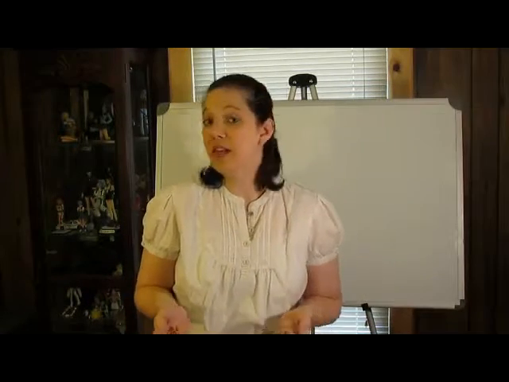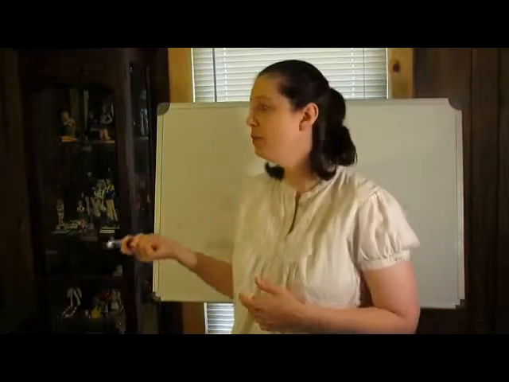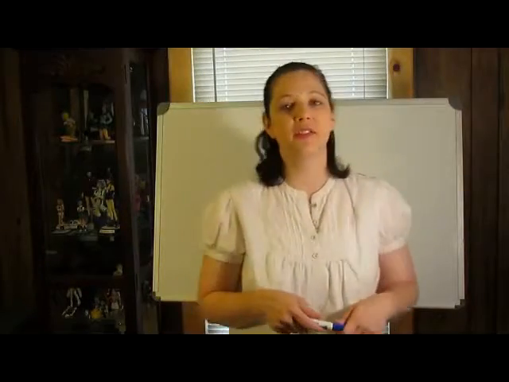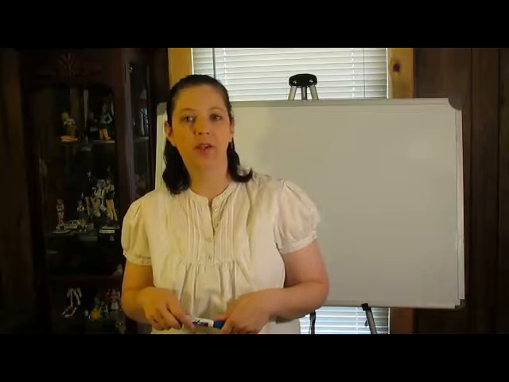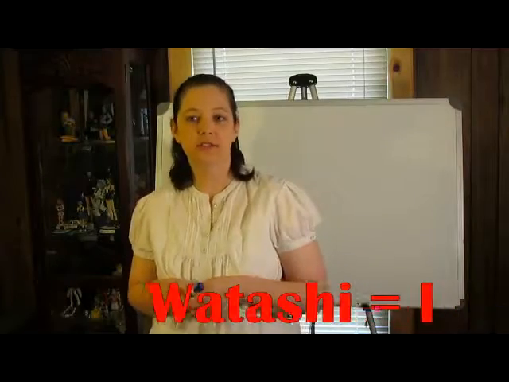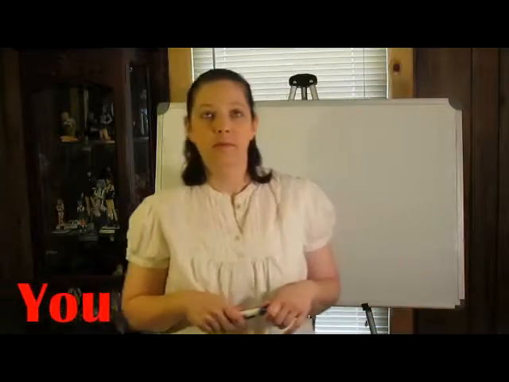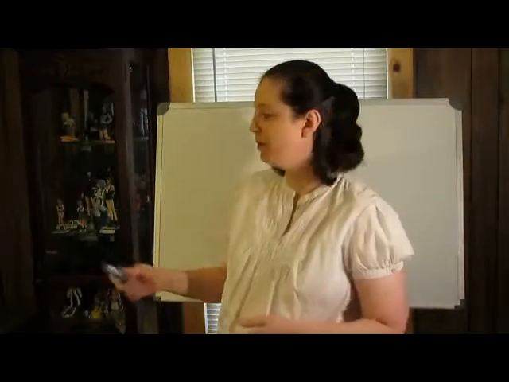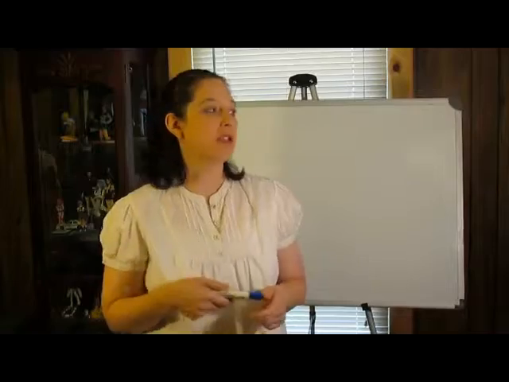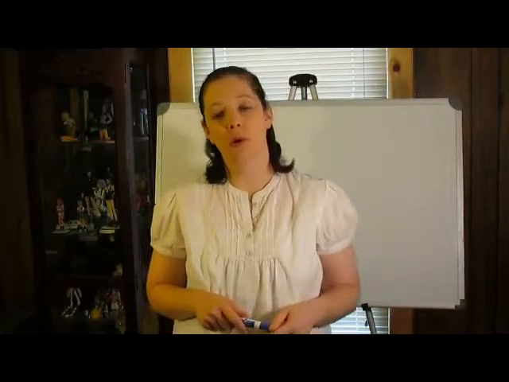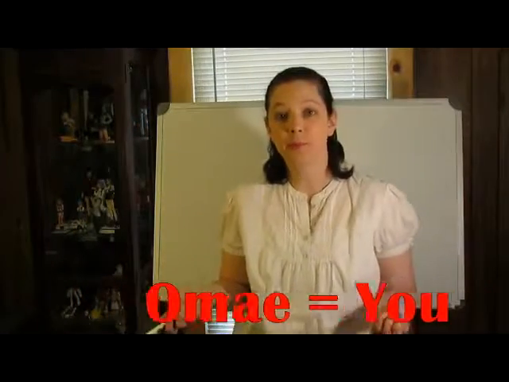Now there's several ways to say I and you in Japanese depending on the level of politeness that you want to use. But if you're talking to friends or family on a normal everyday basis, you're probably going to use watashi for I and anata for you. However, if you were watching anime with a bunch of guys in it, like Attack on Titan, you would notice that most of the males are using ore for I and omae for you.